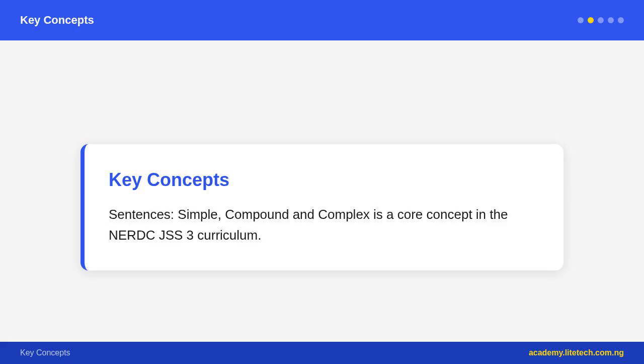2. Compound sentence. A compound sentence contains two or more independent clauses joined together. The independent clauses are joined by coordinating conjunctions, remember FANBOYS: for, and, nor, but, or, yet, so, or a semicolon. Examples: she studied hard, and she passed the examination.